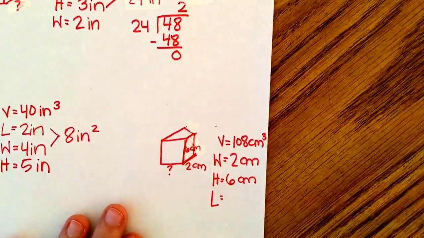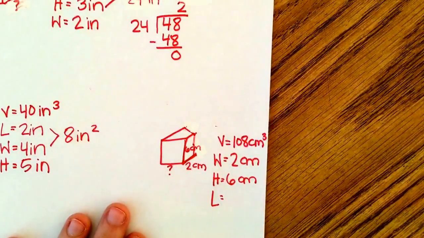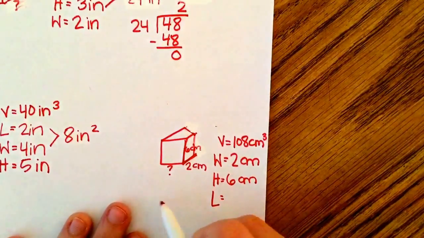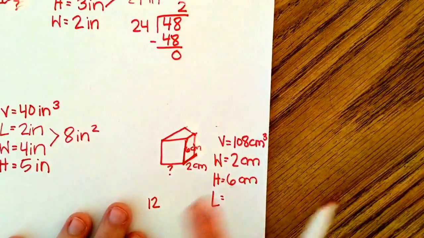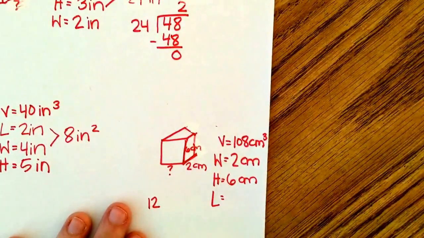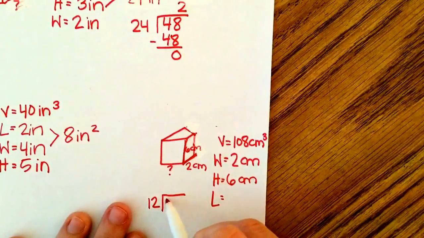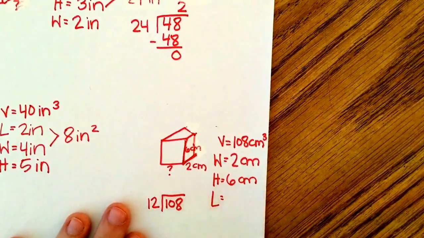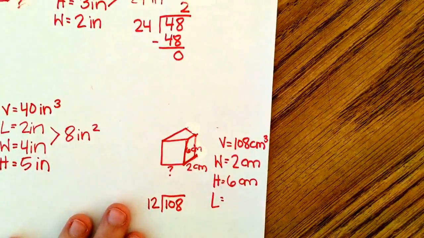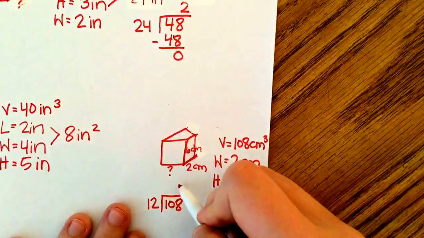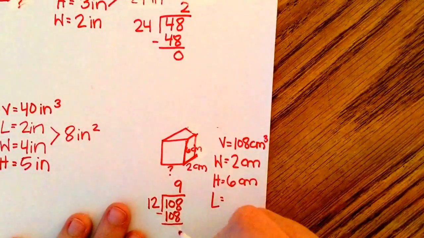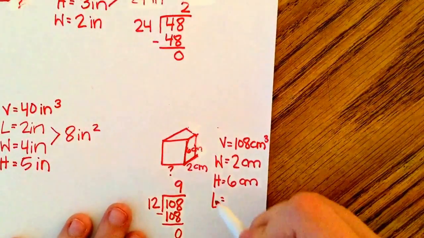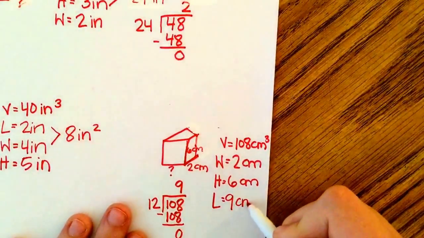To find the length, I have to go backwards. Before I can go backwards, I have to know what I already have. 6 times 2 I know is 12. I need to know what times 12 gives me 108. Have to divide. How many times can 12 go into 108? I know my 12's facts, so I know that 12 times 9 gives me exactly 108. I have no remainder, so my length is 9 centimeters.